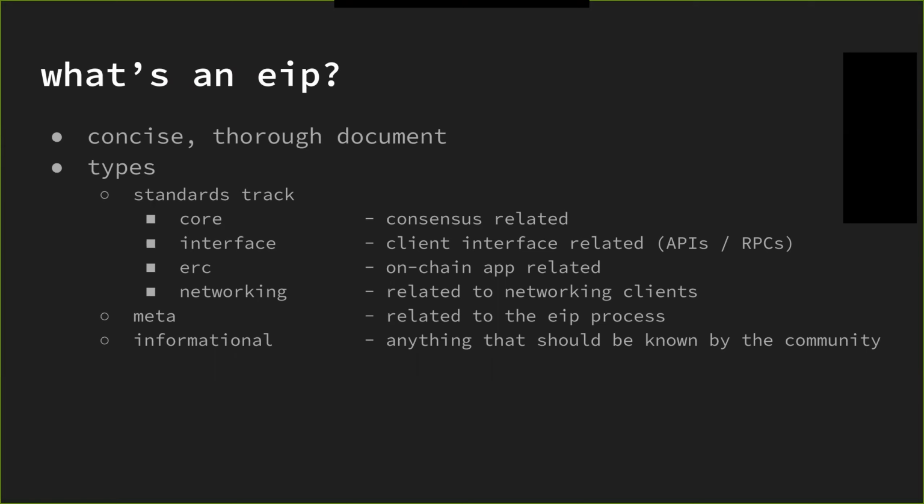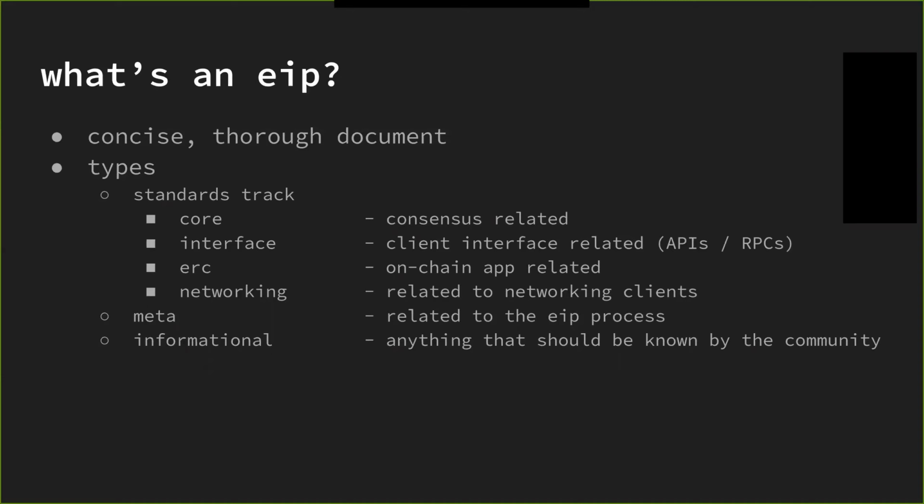I think of it as a concise and thorough document. I generally think it's a technical document in nature. The standards track type of EIP is one of the most prevalent types, and these are technical documents that refer to some sort of specification. The one that most people might be most familiar with, the type of standards track EIP that is usually most advertised to the community, is the Core category of EIPs.